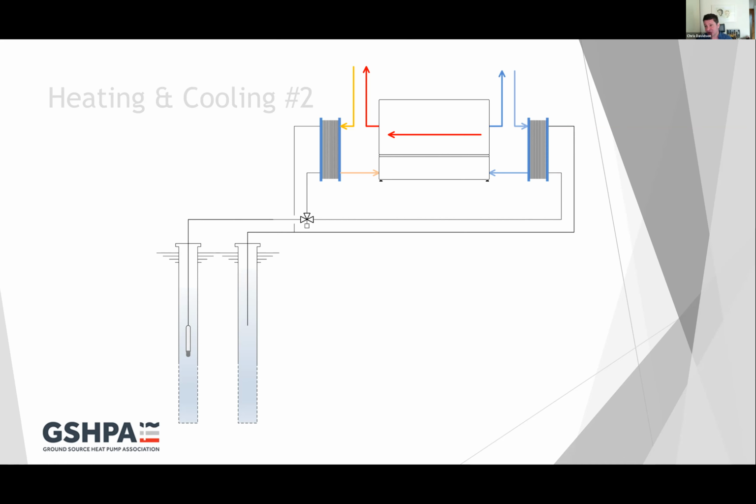Now, this can have efficiency benefits. The heat pump can be optimized to deliver this. You need a variable speed drive heat pump for it to work reliably, but it is a very effective way of delivering both heating and cooling into buildings, particularly commercial buildings.